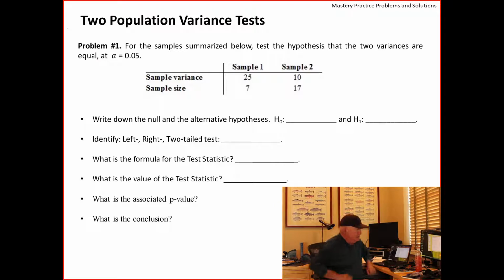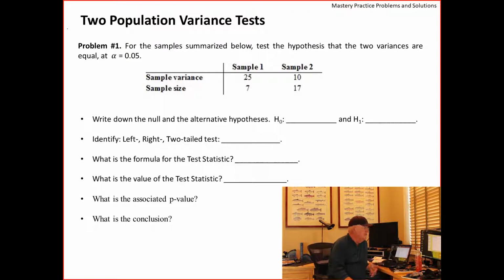All right, let's polish off this two population variance tests problem. Problem 1 of 1 in the mastery practice problems and solutions for this last module, module number 13. So here it is. As you can see, pretty simple problem. It says for the sample summarized below, test the hypothesis that the two variances are equal and do so at a significance level of alpha equals 0.05.